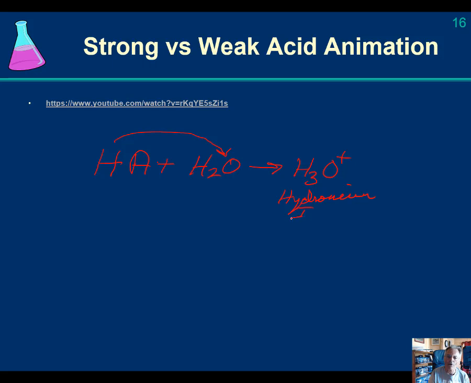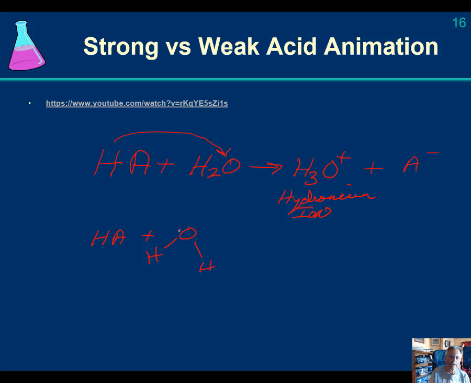This is the hydronium ion. And of course, we'll have the A- anion floating around in here. So let me show you what that actually looks like. You've got HA. Here's what the water molecule looks like.